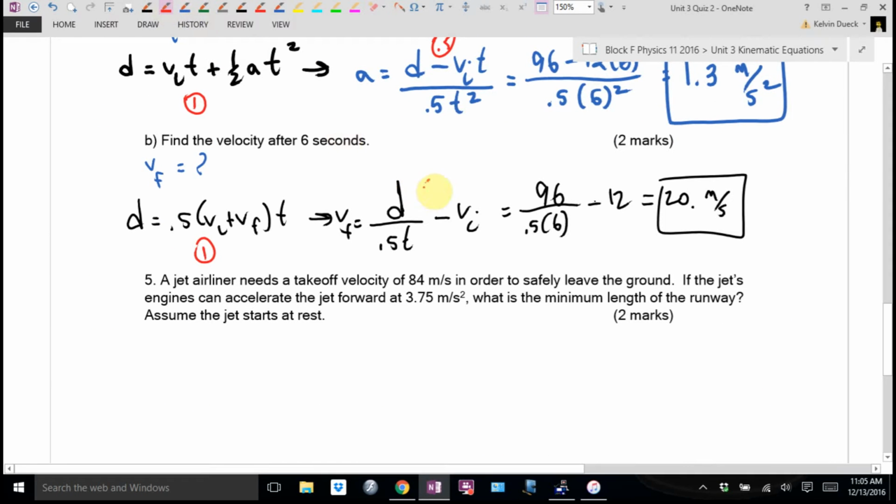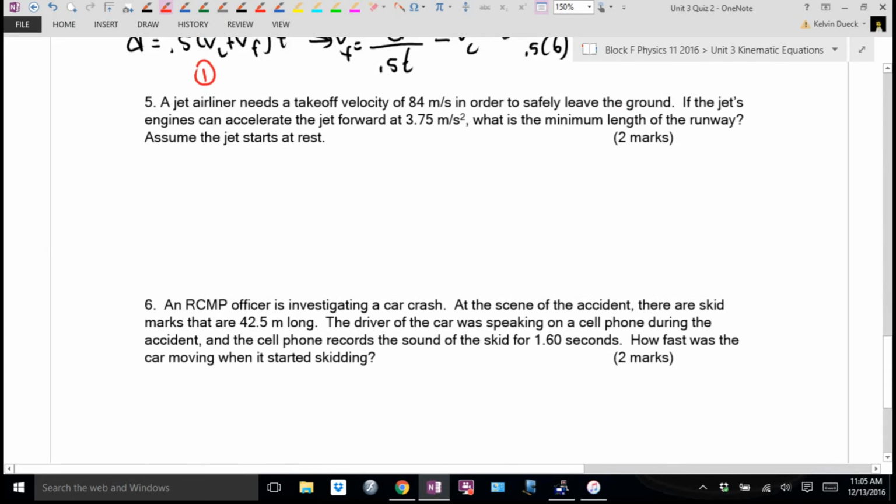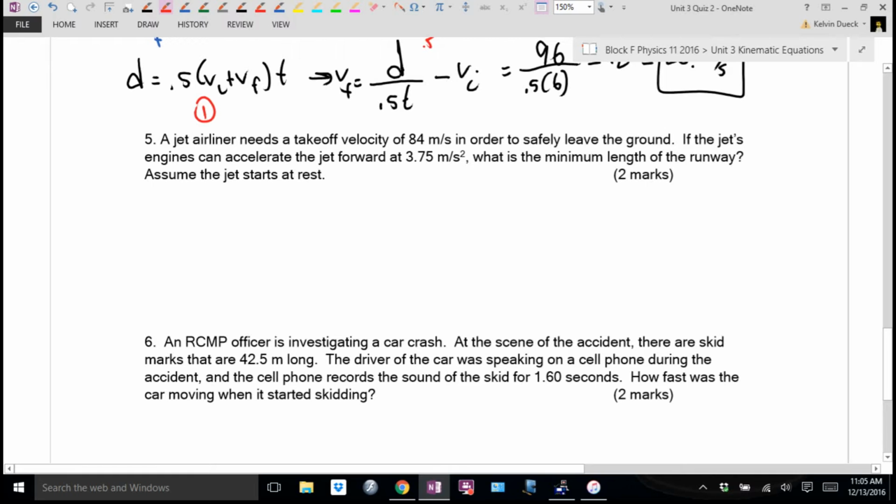Same as before, 1 mark, half mark, half mark. 2 more, we're done. The jet question. We want to find D. It says assume it starts at rest, so VI was 0. I guess we need a final velocity of 84, and we need an acceleration of 3.75.